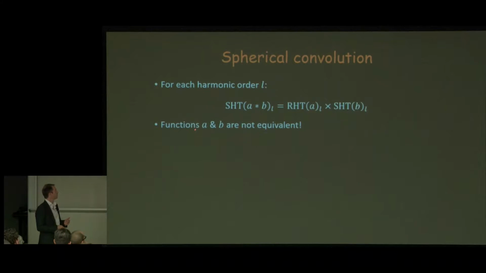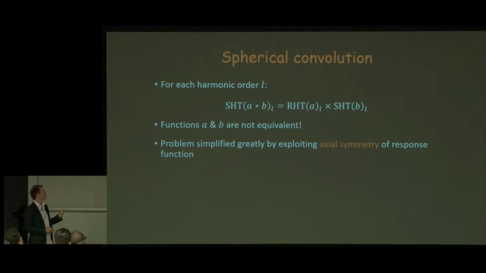But now the functions A and B are not equivalent. You've got to represent one as rotational harmonics and the other as spherical harmonics. So conceptually, they're actually quite different entities. But we're in luck because in diffusion imaging, or at least in spherical deconvolution as it applies to diffusion, the problem is really simplified because the response function is axially symmetric.